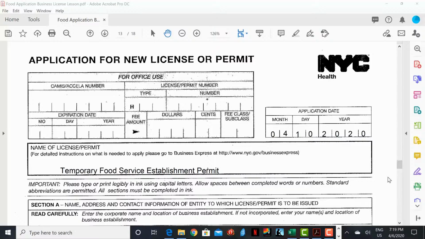The top part of the application, underneath the title Application for New License or Permit, is a section that is titled For Office Use. You will not fill anything out in this section. You will fill out the application date, which in our example will be 4/10/2020. In the box below, we will enter the name of the license or permit, which in this case is Temporary Food Service Establishment Permit.